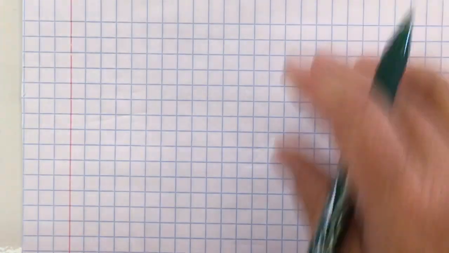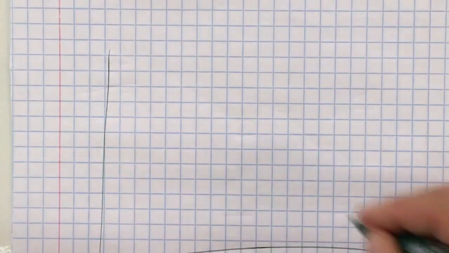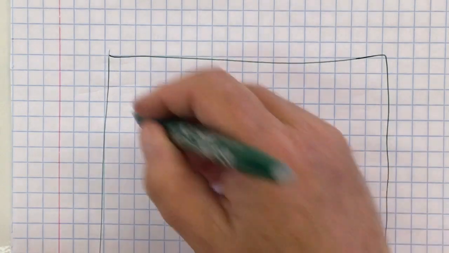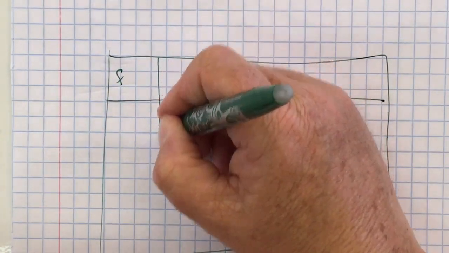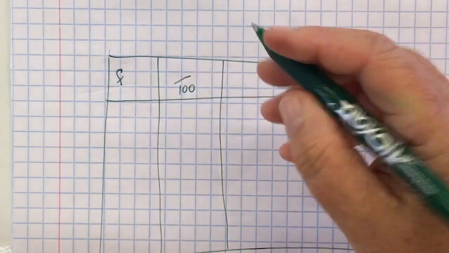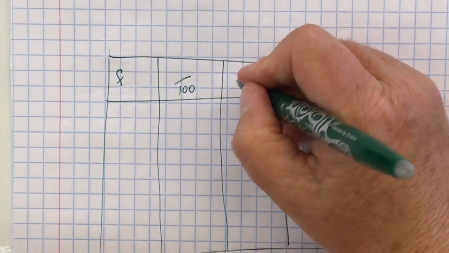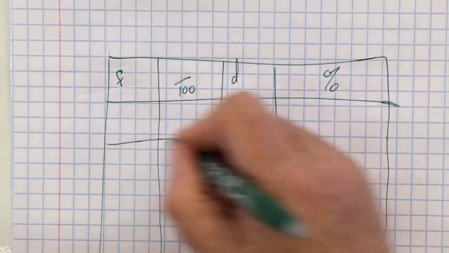Okay, the percentage table. So, in my percentage table, the first one would be fractions and they have to be simplified. The next one I'm looking for a denominator of 100. This one I'm looking for a decimal number. And the next one here I'm looking for percent.